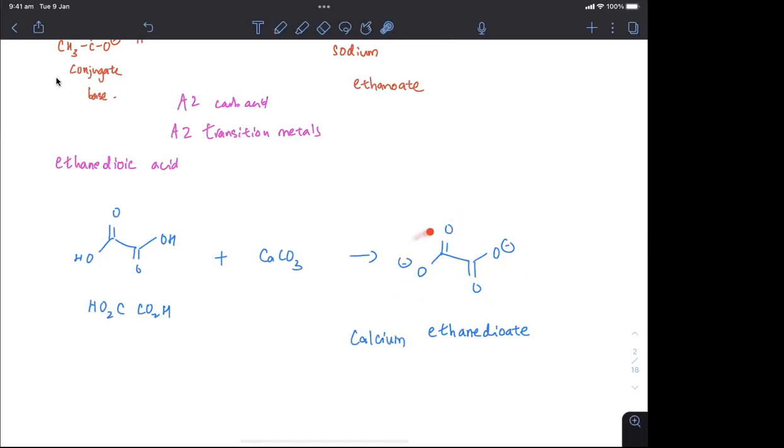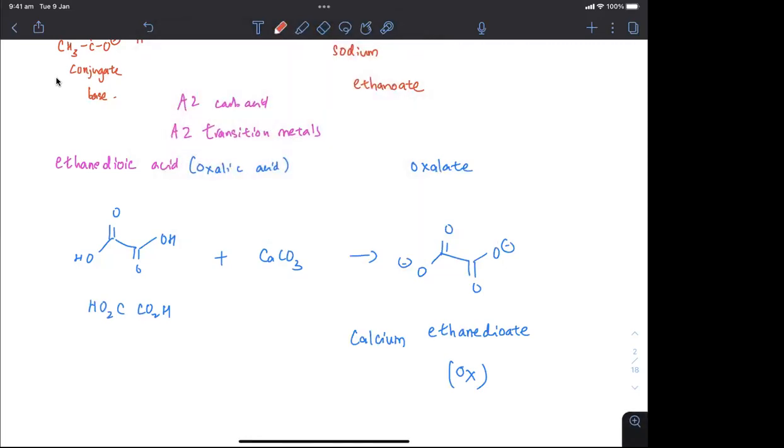This ion is also known as the ox ligand, because the other name for ethane dioic acid is oxalic acid. So the salt you get is called oxalate. That is why the ox ligand refers to this bidentate ligand. Bidentate because each ligand species, in this case the ions, donates 2 covalent bonds. They form 2 dative covalent bonds to the metal center. I'm sure you've learned that in transition metals. If you haven't, you will learn that very soon.